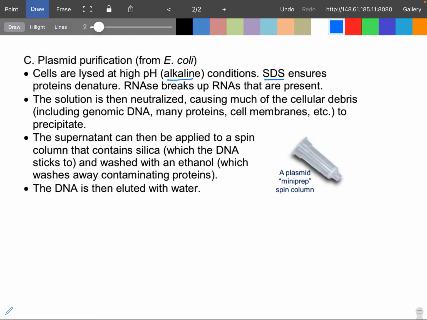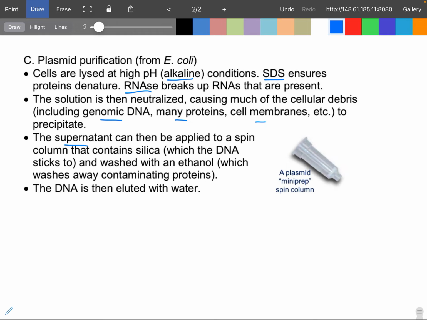We also add RNase, which is an enzyme that breaks up RNA, and there's a lot of RNAs from the ribosome to messenger RNAs present in E. coli cells, so those RNAs need to be broken up. The solution then is neutralized, and that causes a lot of the cellular debris, things like genomic DNA, many of the proteins, cell membranes, a lot of those things will precipitate. And then we can centrifuge that and collect the supernatant.